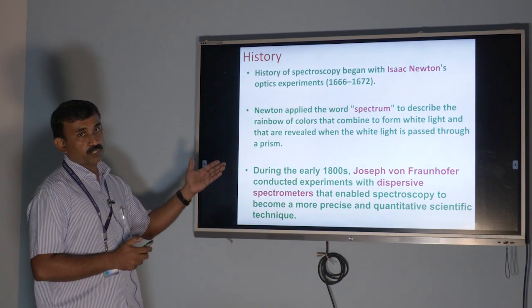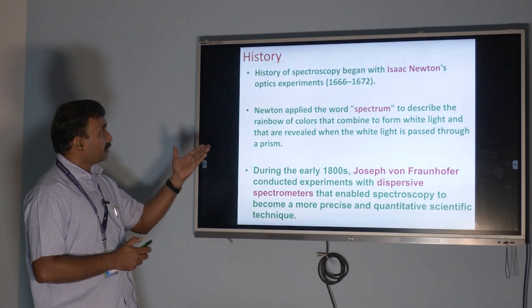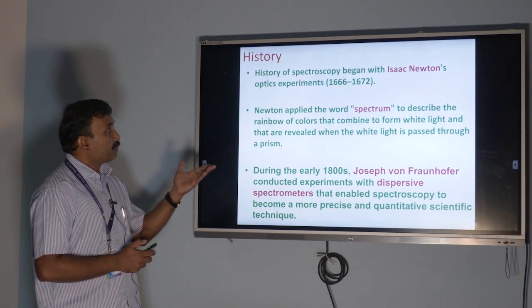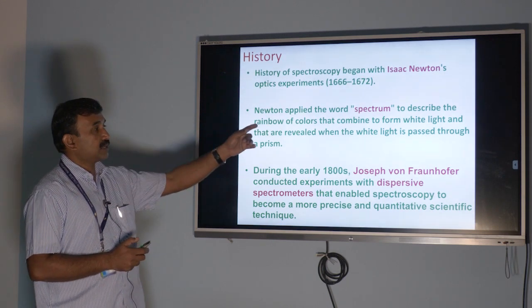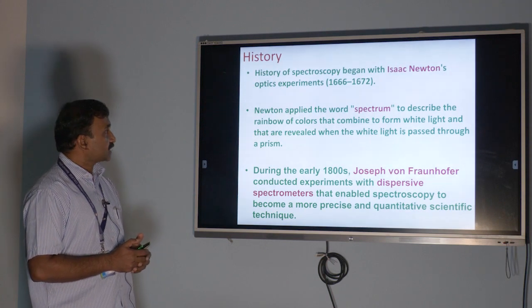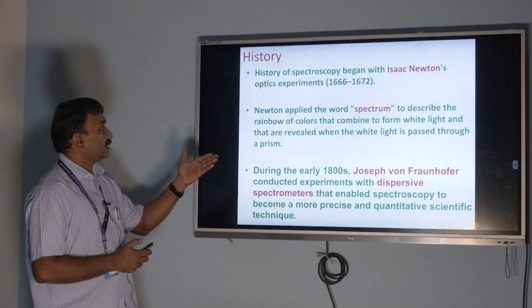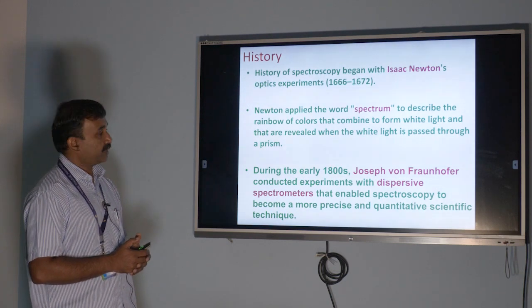Coming to the history of spectroscopy, it began with Isaac Newton's experiments on optics. Newton applied the word spectrum. Newton is the man who coined the term spectrum to describe the rainbow of colors that combine to form white light and that are revealed when the white light is passed through a prism.